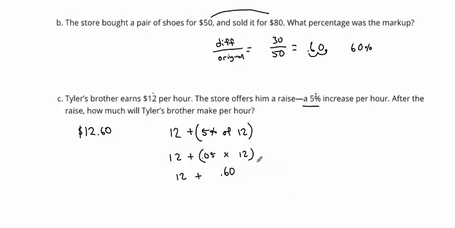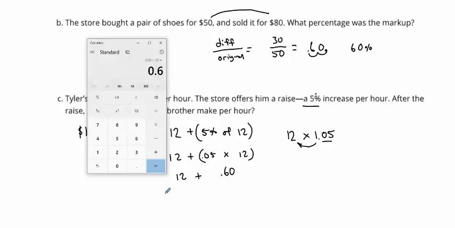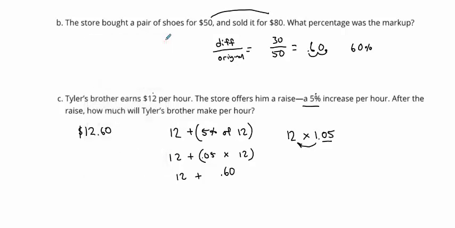Another way to look at it is we can take the 12 and multiply it times 1.05, right? The whole amount of 12 plus 5% more. So 12 times 1.05 should give us 12.60. 12 times 1.05 is 12.60.